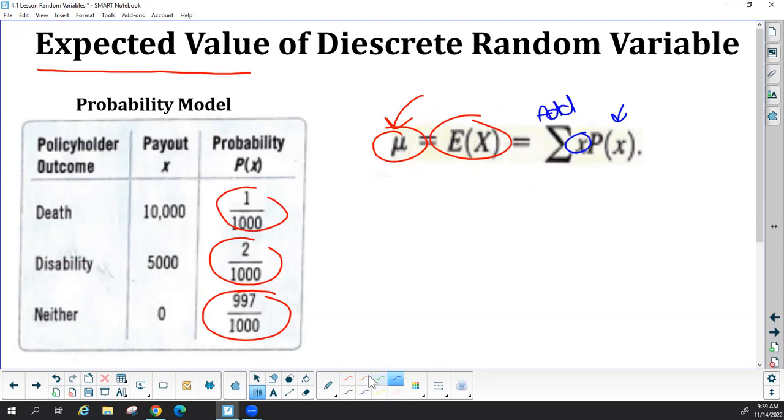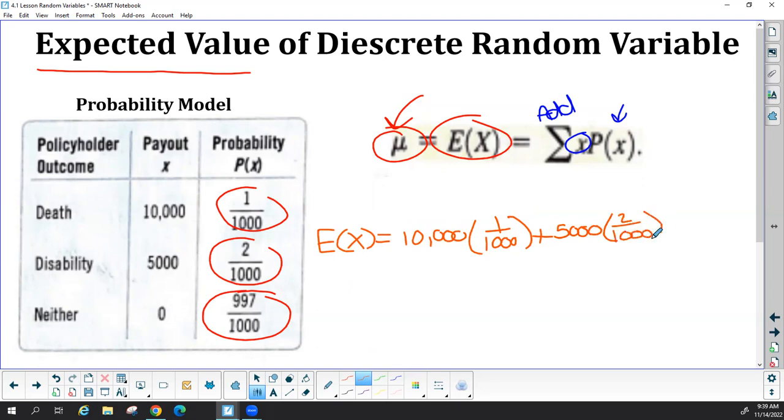So we are going to take every outcome, $10,000 is our first one, and we're going to multiply it by the probability it happens. And then we are going to add to that our $5,000 if you are permanently disabled, and multiply that by its probability of happening. And then we are going to take our $0 if you remain happy, healthy, and alive, and multiply that by the probability of it happening. And I apologize, I'm experiencing some lag here, so if it looks a little choppy to you, it's choppy on my end.